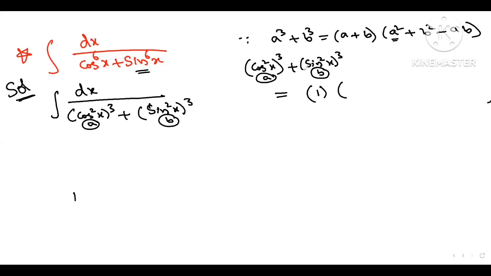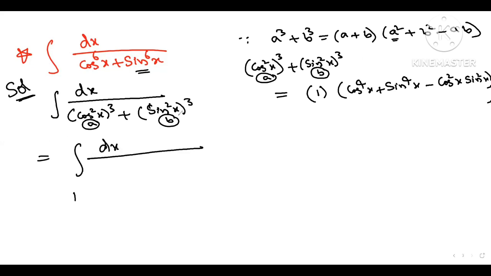Now, a square value, already a value is cos square x. A square is cos to the power 4x. Here b square, we get sin square whole square is sin to the power 4x. Minus ab, minus cos square x into sin square x. So, integral dx by, in the whole denominator, we should write this value: cos to the power 4x plus sin to the power 4x minus cos square x into sin square x.